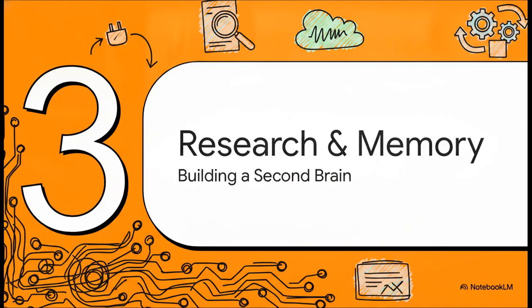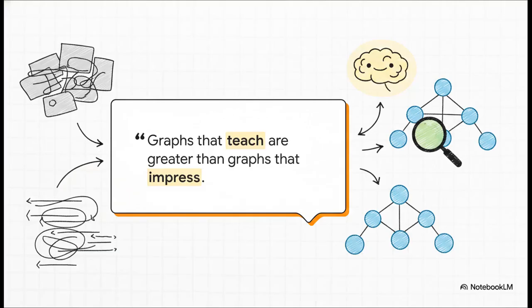Next up, Section 3, Supercharging Research and Memory. Now we're moving past just raw code generation and into building an actual AI second brain, which completely overhauls how your AI parses messy notes and manages its memory. Graphs that teach are greater than graphs that impress. That right there is the guiding mantra for our next 2 tools.